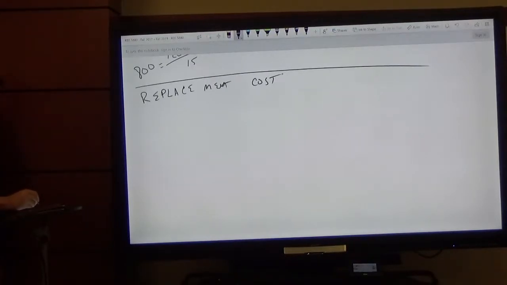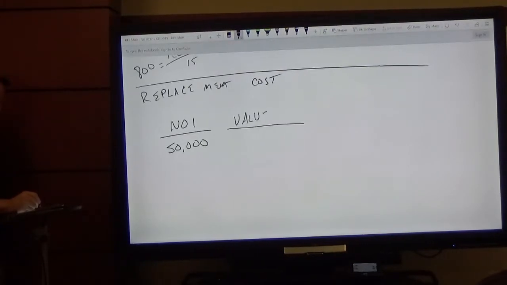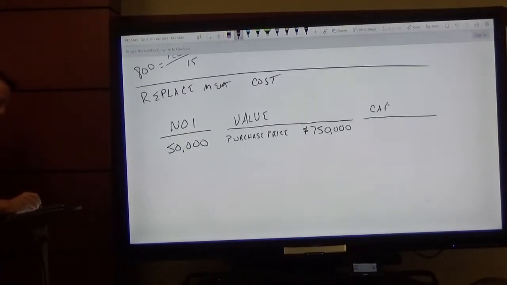So let's say that we've got a property that has a net operating income of, I don't know, $50,000 a year. And let's say the value, or in this case, the purchase price, was $750,000. And so that would mean that our cap rate, or implied cap rate, is going to be 50,000 divided by 750,000, or basically 0.067, or 6.7%. Okay, does that make sense?